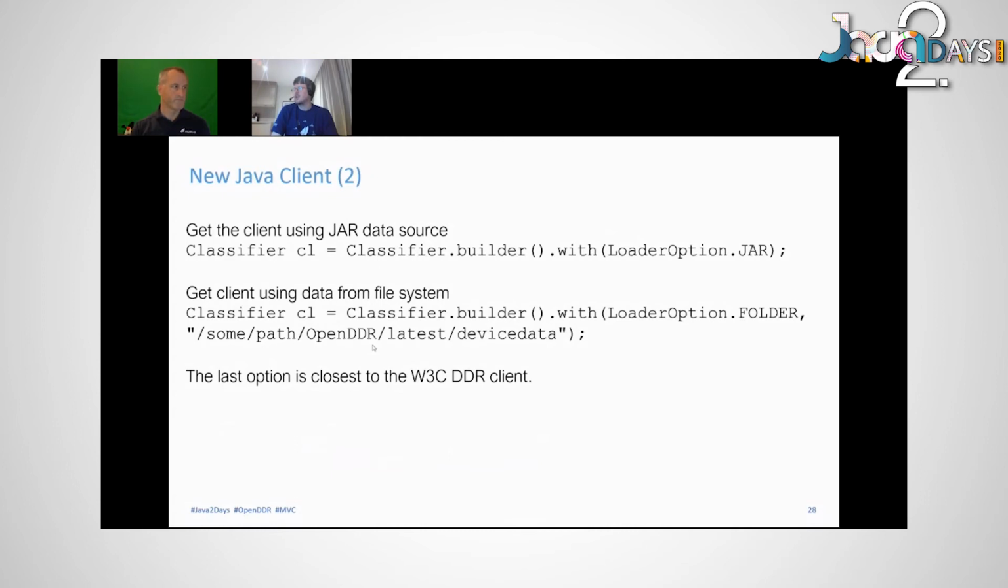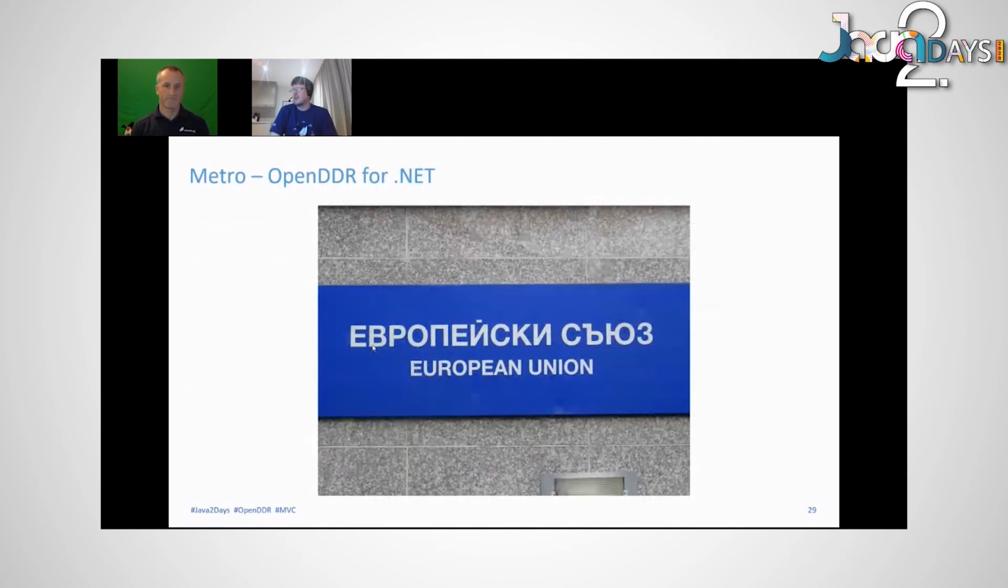I'm not going to show this here this time, but again, mention that OpenDDR is also available for .NET. Yeah, this was taken, I think, 1 or 2 years ago. So that's actually the Station European Union in Sofia, Metro.